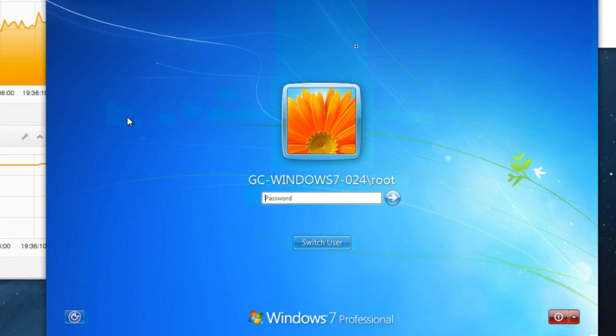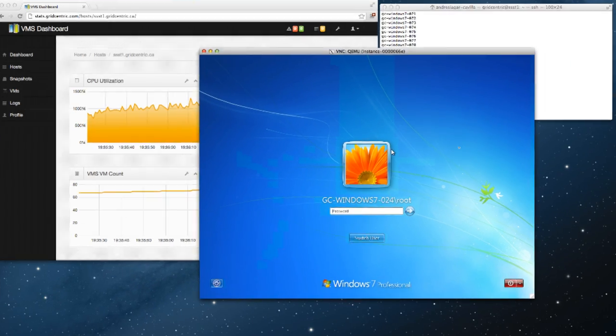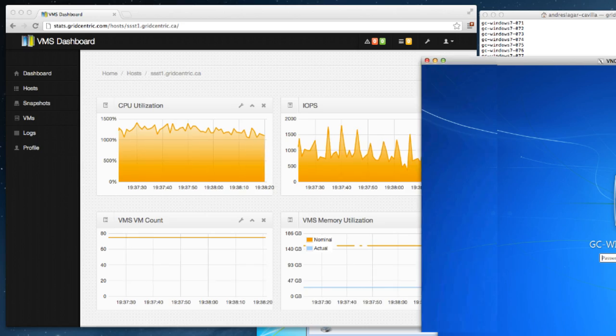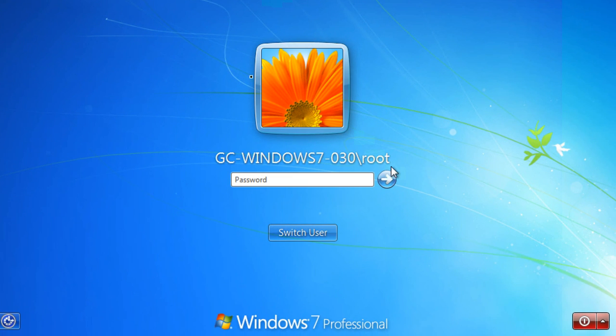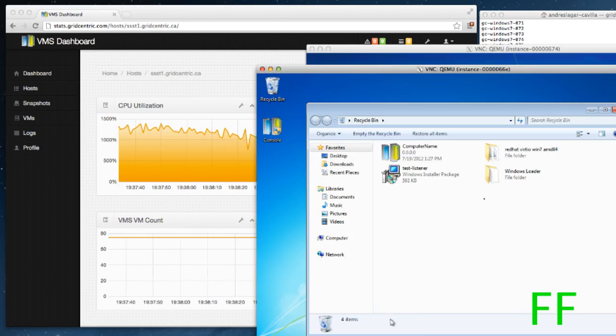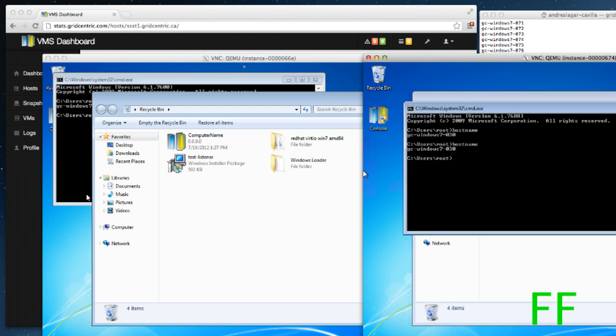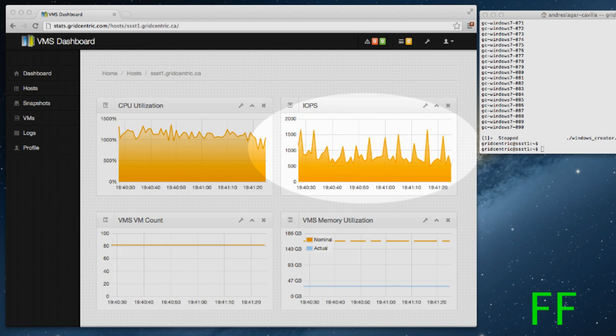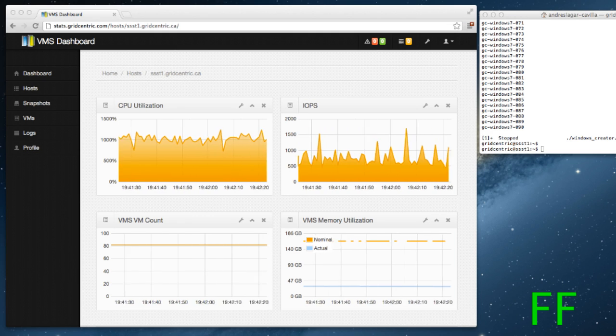Another instance has had its hostname set to GC Windows 7 024. And we log into a third randomly chosen instance, whose name has been set to GC Windows 7 030. Throughout the demonstration, storage load has not moved from its average of 1,500 I/O operations per second.